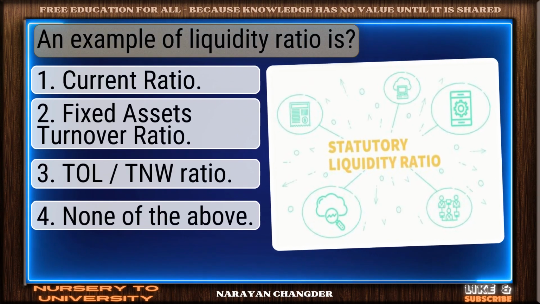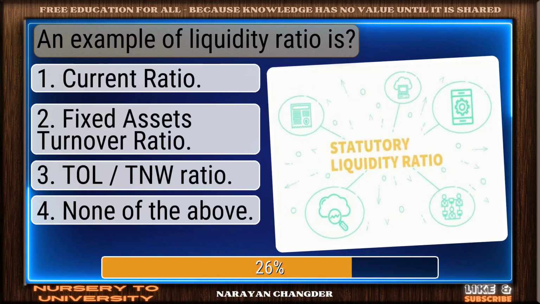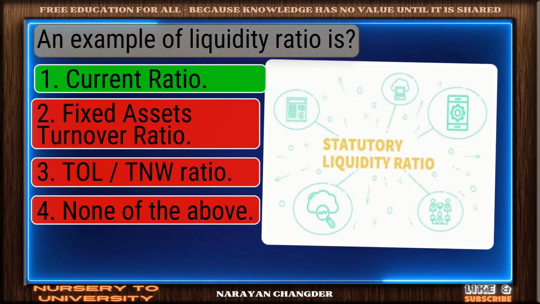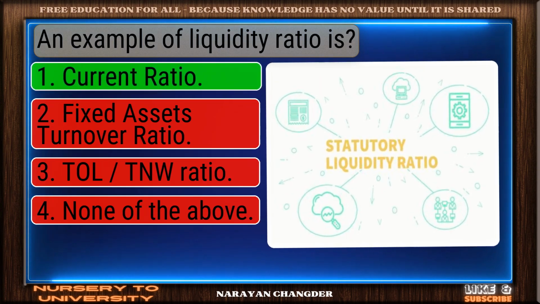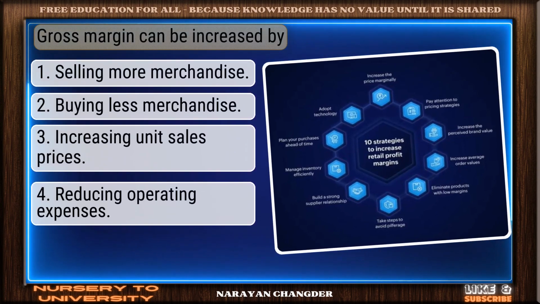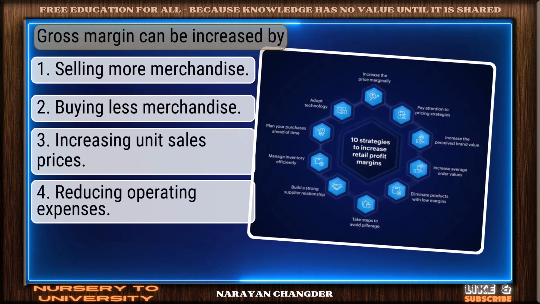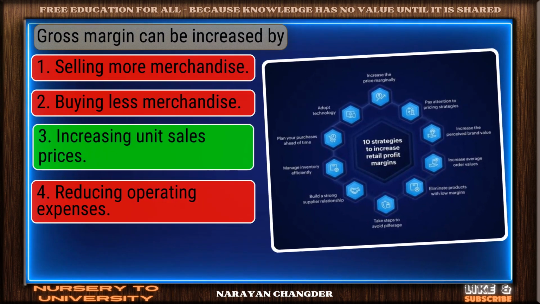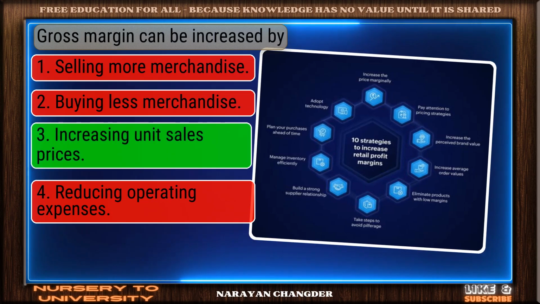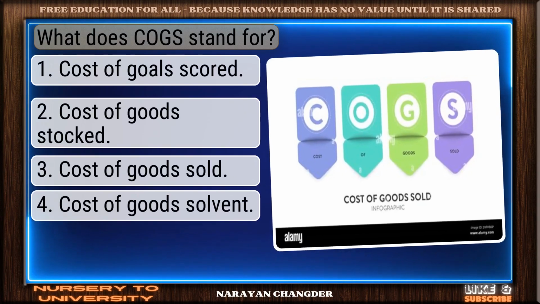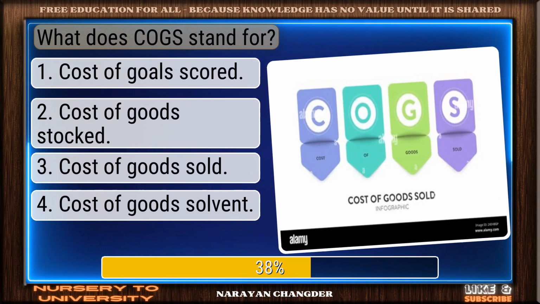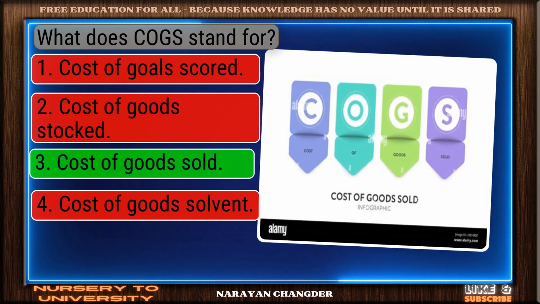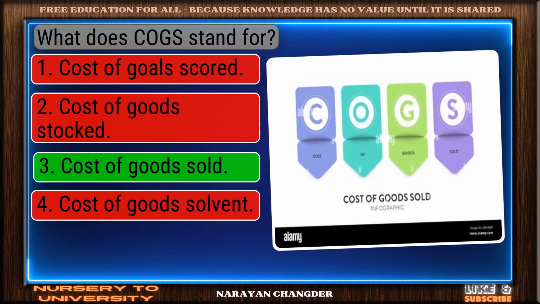An example of liquidity ratio is. Sharp thinking. Current ratio is the right choice. Gross margin can be increased by. You chose increasing unit sales prices, and it is correct. What does COGS stand for? Good thinking. Cost of goods sold is the right answer.